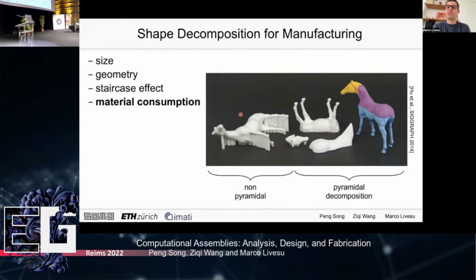And this is the case, for example, for the pyramidal decomposition, which is nothing but a height field at the end of the day. And if you decompose a complex object like the horse into pyramids, you can fabricate every single piece almost without supports. You have just a few supports here for the head of the horse. And so you will save a lot of time because you don't have to fabricate all these structures, and also material, because this is material that goes away and will not contribute to form your final shape.